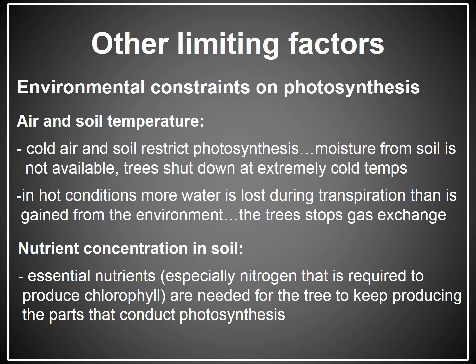There are other environmental constraints to photosynthesis that may influence what tree species are able to become established and survive in a given setting. Cold air and cold soil restricts photosynthesis because moisture is less available. In really hot conditions, trees lose more moisture to transpiration than what is gained from the environment. Therefore, growth doesn't occur. Also, the nutrient content of the soil, and again, as determined by the soil forming factors that we've examined in previous lectures, influences the ability of a tree to conduct basic physiological function.